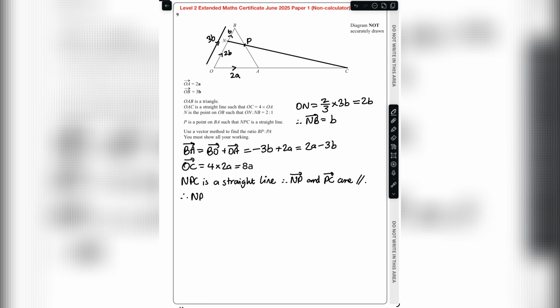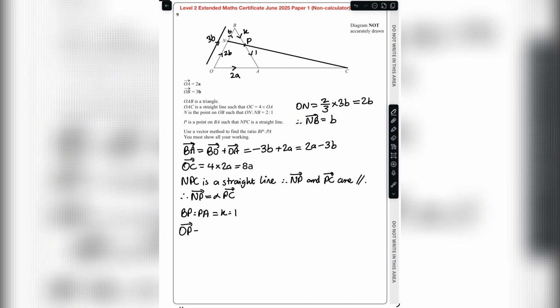Therefore, NP simply equals alpha times PC. And the reason I am using alpha is to show that NP is a multiple of PC. And given as we are trying to find the ratio of BP to PA, and BPA is a straight line, I'm going to state that the ratio of BP to PA is k to 1. And so I can state that BP to PA equals k to 1.